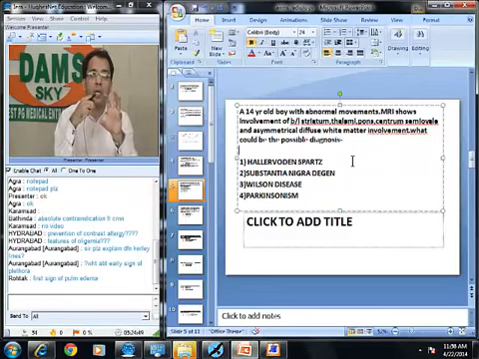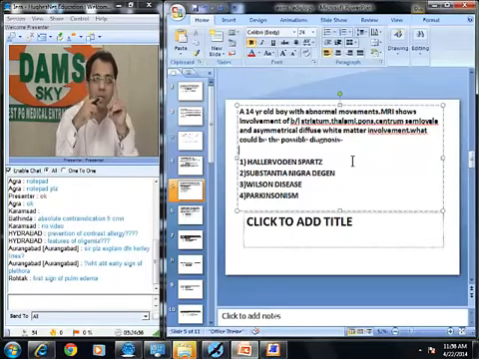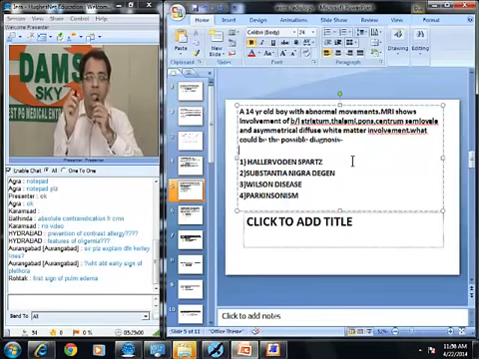Now many people who read this question for the first time, they marked the answer as Hallervorden-Spatz disease. AIIMS November 2013. Is the answer Hallervorden-Spatz? No. What is Hallervorden-Spatz disease? Hallervorden-Spatz disease is earlier believed to be an idiopathic disease.